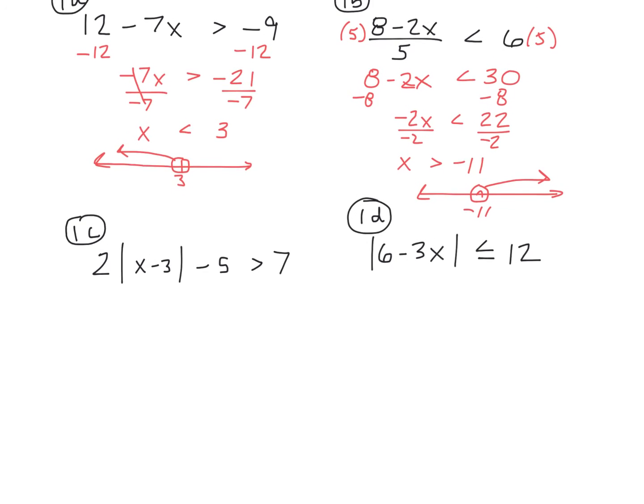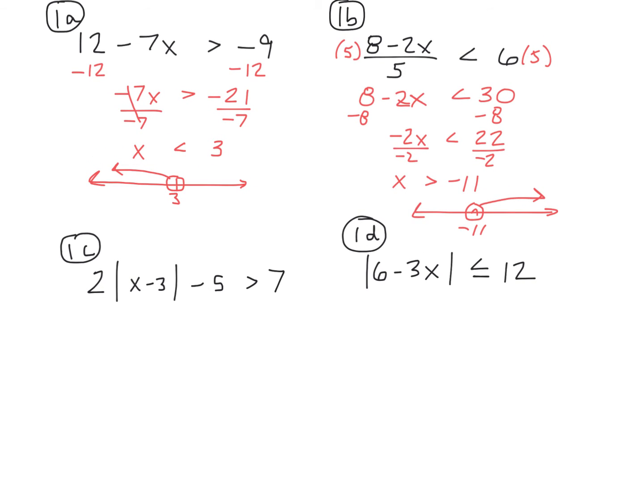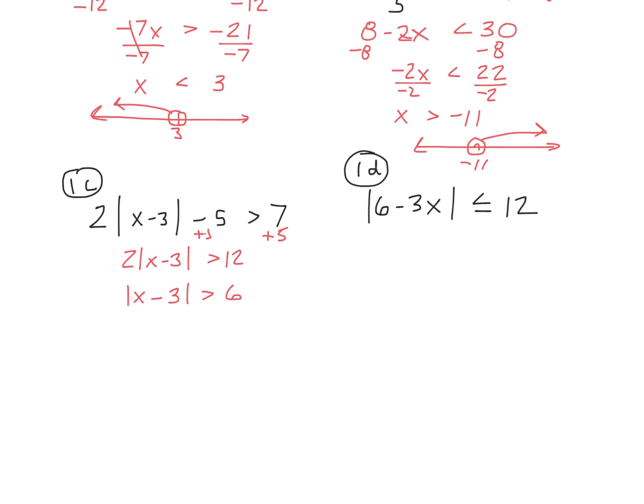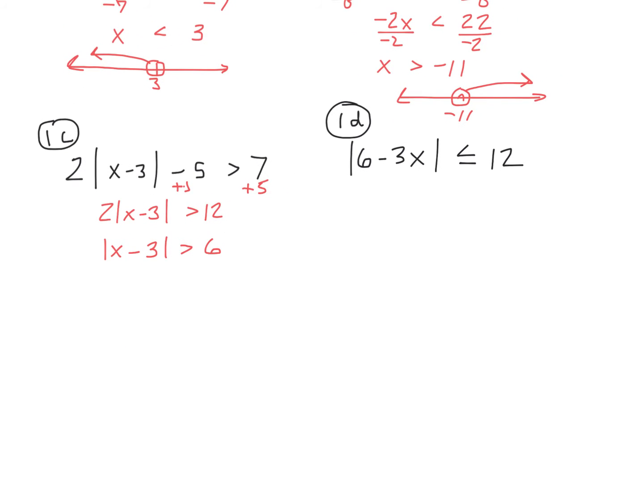1c, you can see this one does have absolute value in. So here we need to think about isolating and rewriting. So the first thing I'm going to do is I'm going to add 5 to both sides. I'm going to divide by 2. And now the absolute value has been isolated. So now our step is to rewrite this.